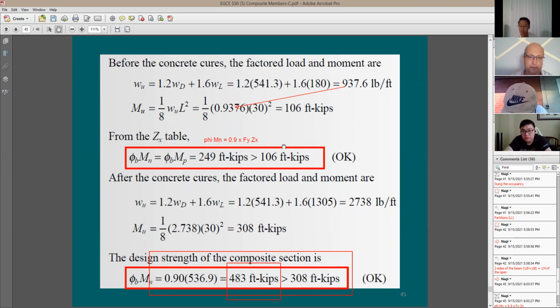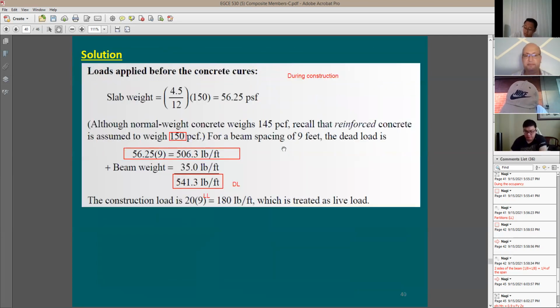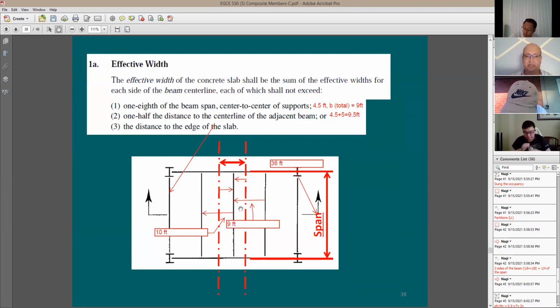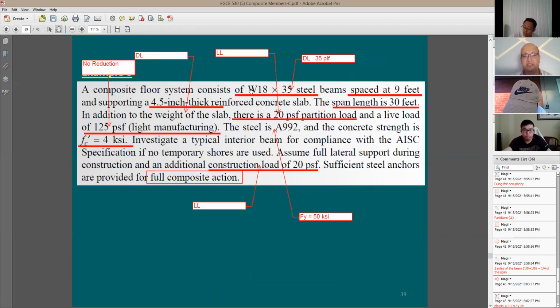So this beam, I'm going to go back here. This beam as given, right? The span is equal to 30 feet. The spacing is going to be 9 feet. Beam section W10 by 35, and this is able here to resist construction live load of 20 PSF. And during occupancy, I'm going to have 125 PSF live load and 20 PSF for partitions.